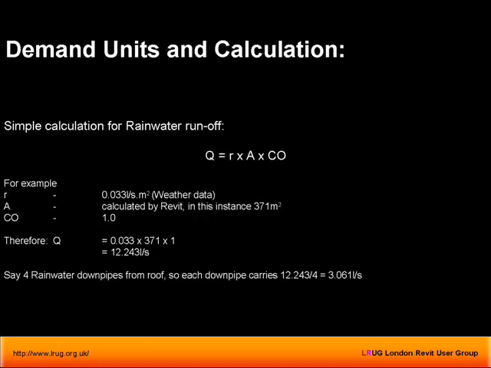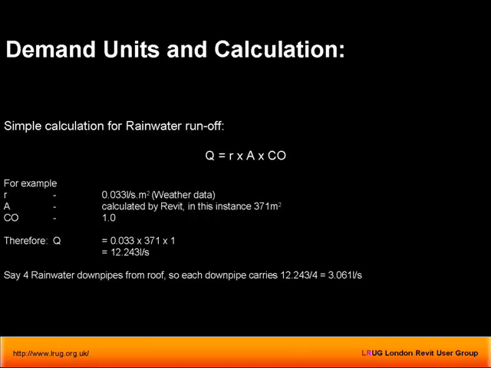And the runoff coefficient is 1. So what I've done here is I've worked out that for this little building that I've done, the runoff from the roof is 12.2 litres per second. We've got 4 rainwater pipes. That's the flow rate for each rainwater pipe. Nice and simple, getting Revit to do a bit of work for you.